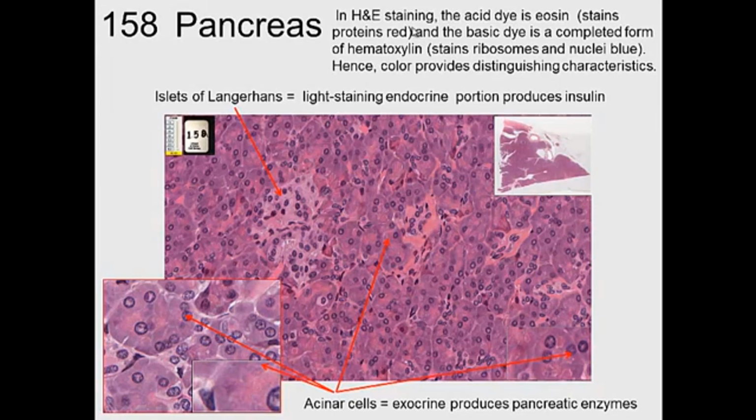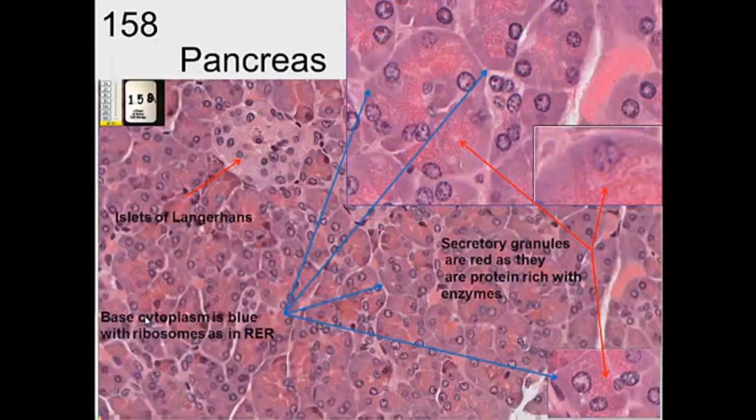So therefore, the staining characteristics tell you about what's inside the cell. Is it more acid, which would be in the ribosomes and in the nucleus? Then it will be blue. If it's more proteinous, it will be red, like these granules. And we can see it very nicely here.